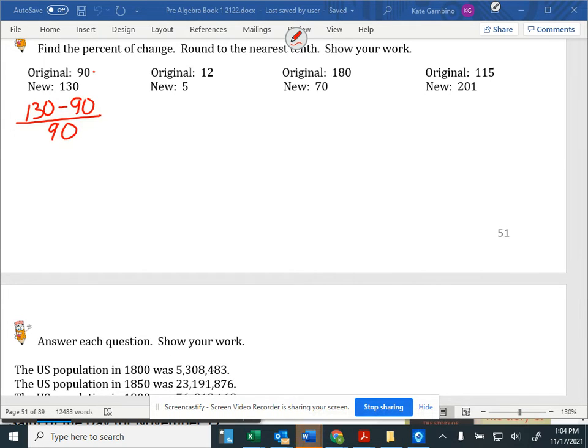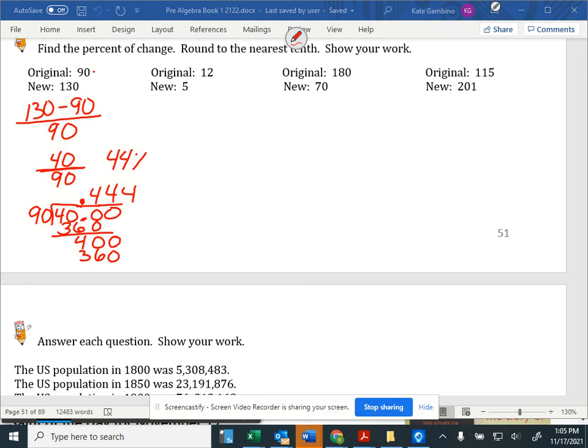So 130 minus 90 would be 40 over 90. Remember that fraction bar means divide, so 40 divided by 90. Put your decimal point on, add your zeros. 90 goes into 400 4 times. So it's going to be repeating 4s, and rounding it would give us 44%.